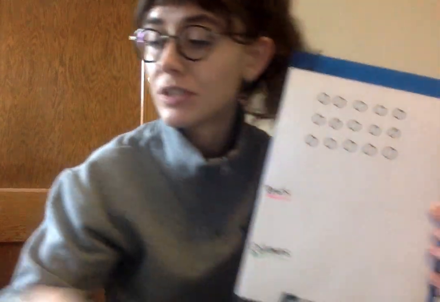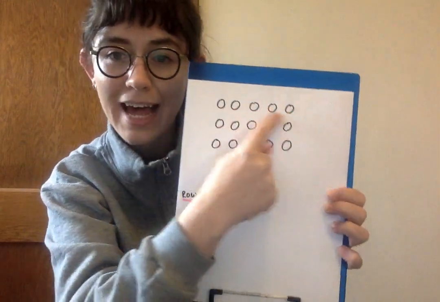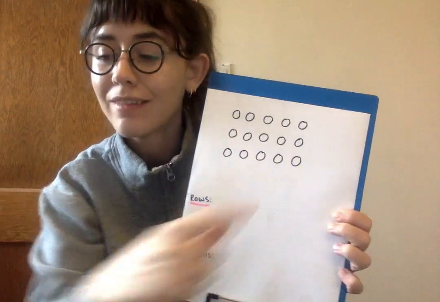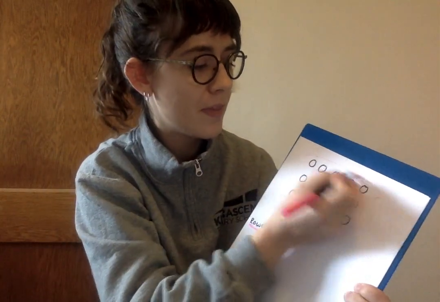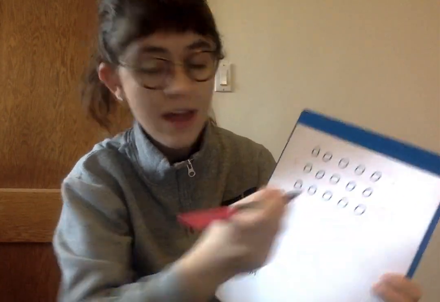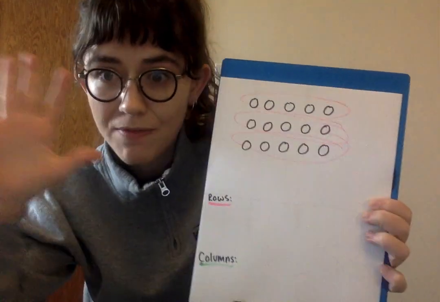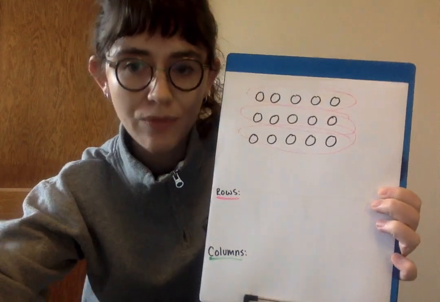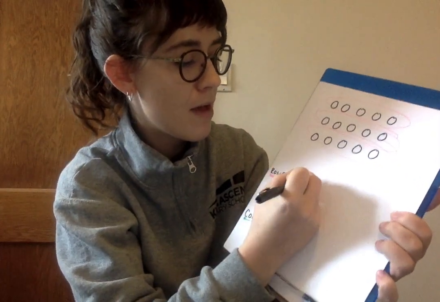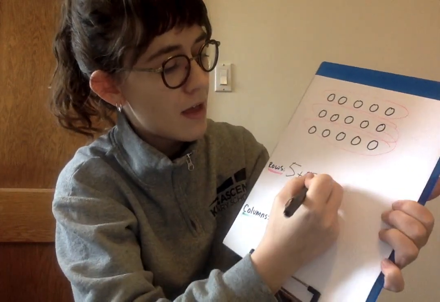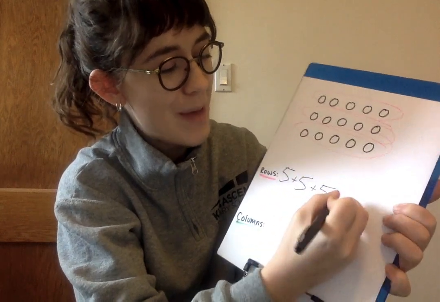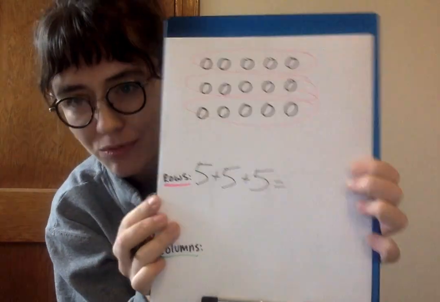For the rows, first of all, I'm going to think about the rows going side to side. When I look at my rows, I see that there's 3 rows of 5 because there's 5 in each one. So 5 is the number that I'm going to be adding over and over. So I'm writing 5 plus 5 plus 5. I'm adding 3 5s because there's 3 rows.